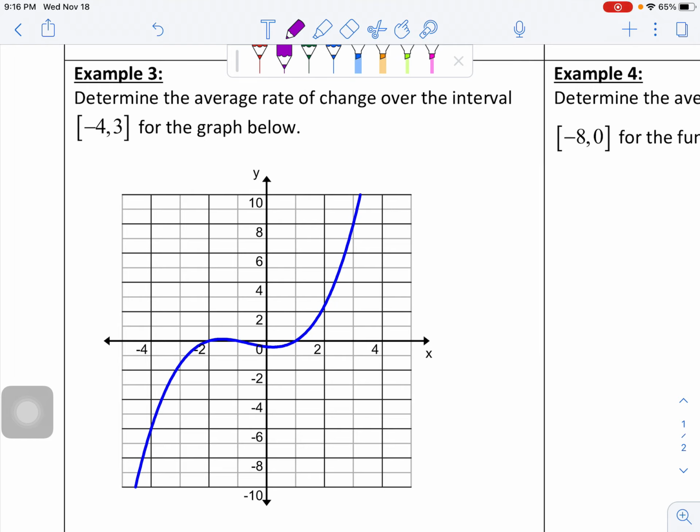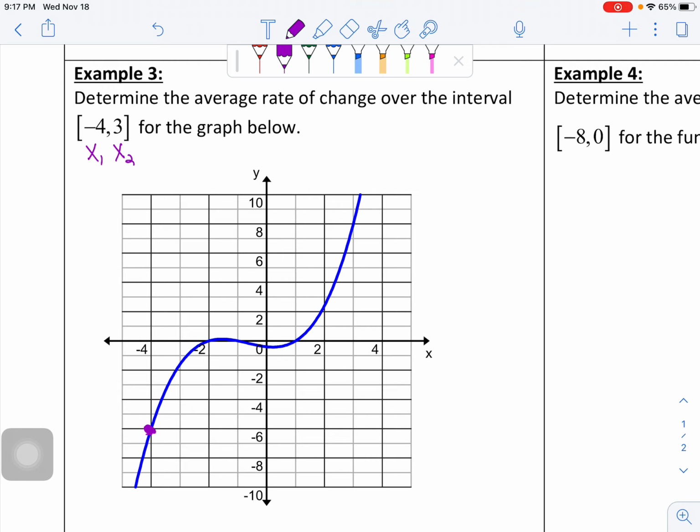All right, example number 3, we have a graph. And we're asked to find the average rate of change over an interval here. And we have -4, so this is my first x value, and then 3, which is my second x value. Now, I don't have any ordered pairs here, but I do have a graph. So I'm going to find -4 and see where my graph is. So let's see, -4, and my graph is right here.